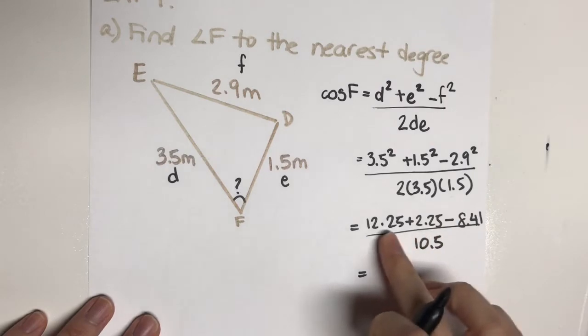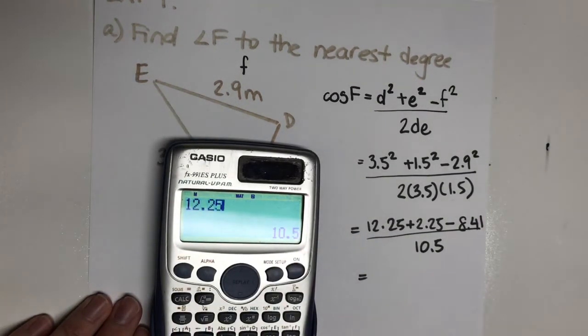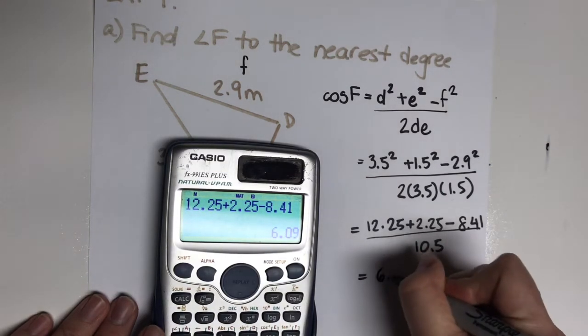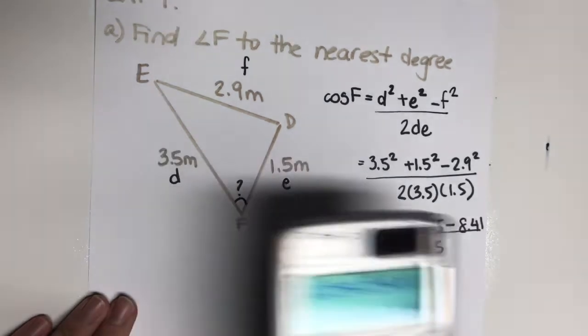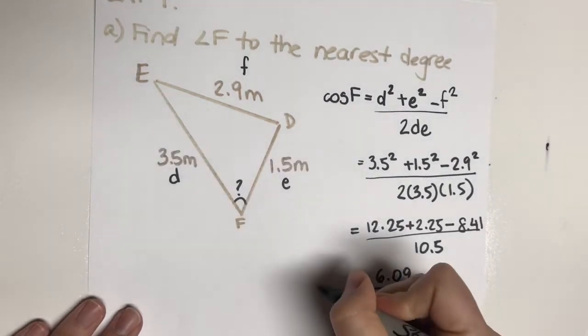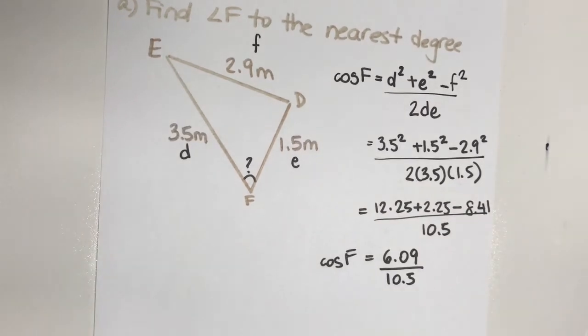Now I'm going to continue simplifying the numerator, so I'm going to enter 12.25 plus 2.25 minus 8.41 into my calculator, and I get 6.09. The 10.5 stays in the denominator. So that's what cos F is.